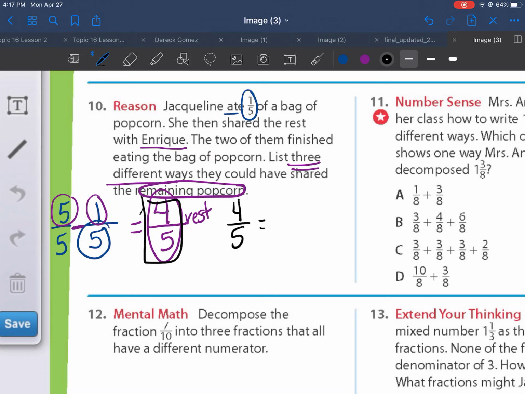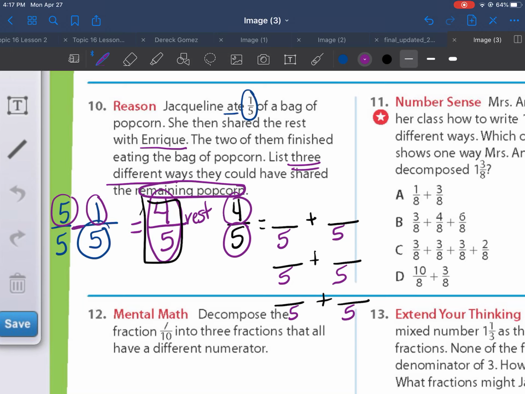4/5. Sorry. What are 3 different ways we could break it apart? Well, we know that we had 2 people, so we're going to have 2 fractions. And we need 3 different ways. So I'm going to go ahead and do my fractions 3 different ways. How can we break 4/5 apart in 3 different ways? The denominator's 5. So they're all going to be 5.